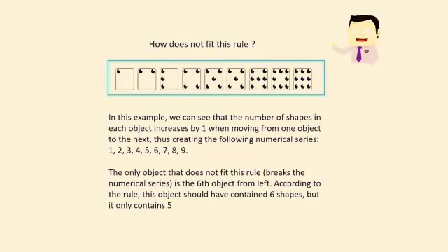In this example, we can see that the number of shapes in each object increases by 1 when moving from one object to the next, thus creating the following numerical series: 1, 2, 3, 4, 5, 6, 7, 8, 9. The only object that does not fit this rule, breaks the numerical series, is the sixth object from left. According to the rule, this object should have contained 6 shapes, but it only contains 5.